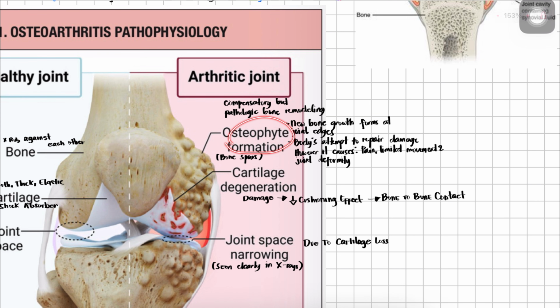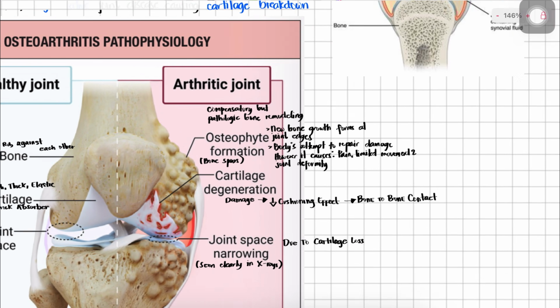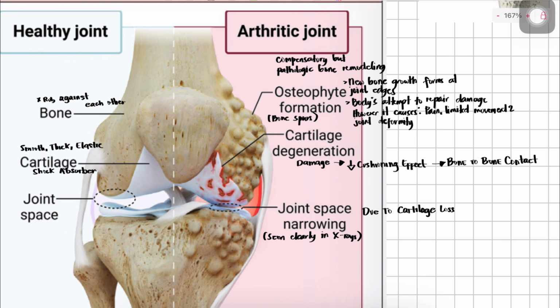What else ang nangyayari kay osteoarthritis? There is osteophyte formation because the body attempts to repair the damage. As a result, new bone growth forms at the edges of the joint called osteophytes or bone spurs. Ito yung mga yun. However, these spurs cause joint deformity and nililimit niya yung movement because of the pain na nafe-feel ng patient.